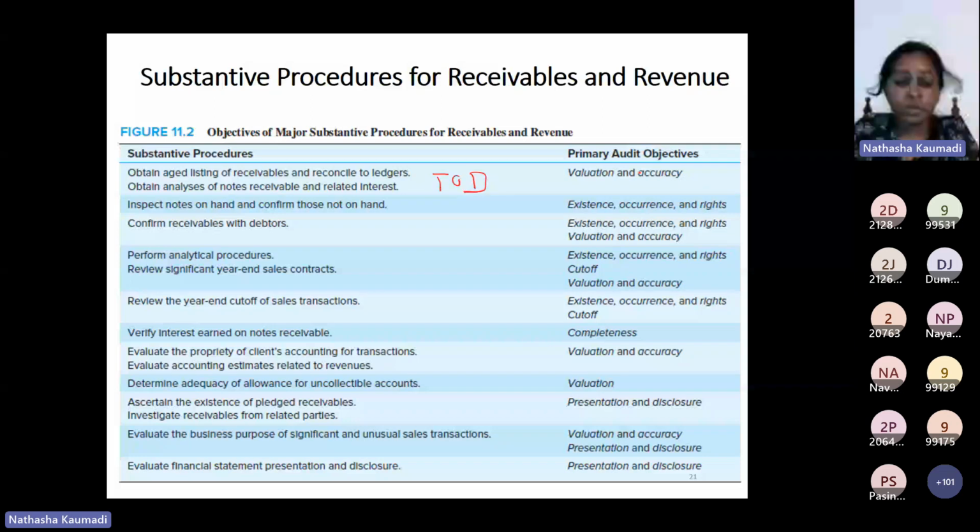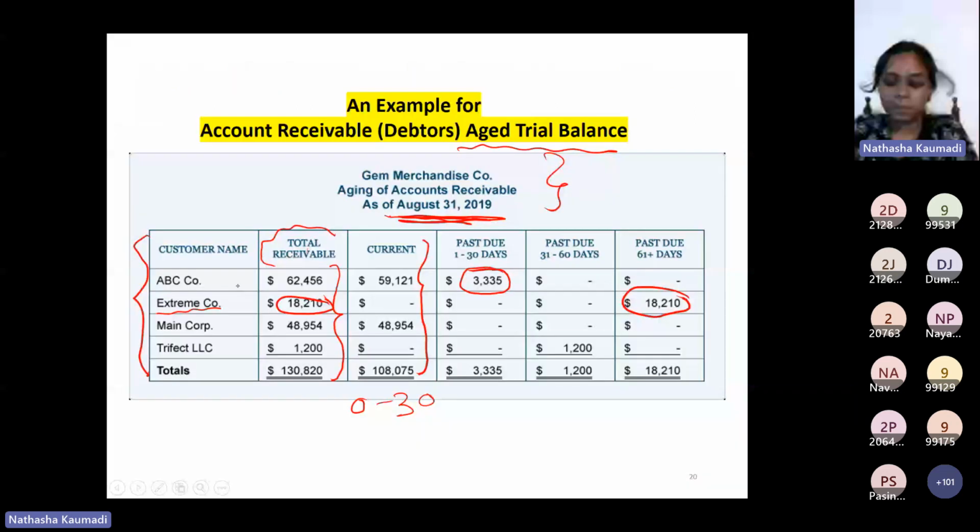When you analyze the aging analysis, when you take this aging list, you can cover the valuation. How is that? How are you going to cover the valuation assertion? By analyzing the aging list. Now, by looking at the aging list, here you realize the Extreme company balance is not going to be realized. Now this is 3 months late, still they have not paid this.